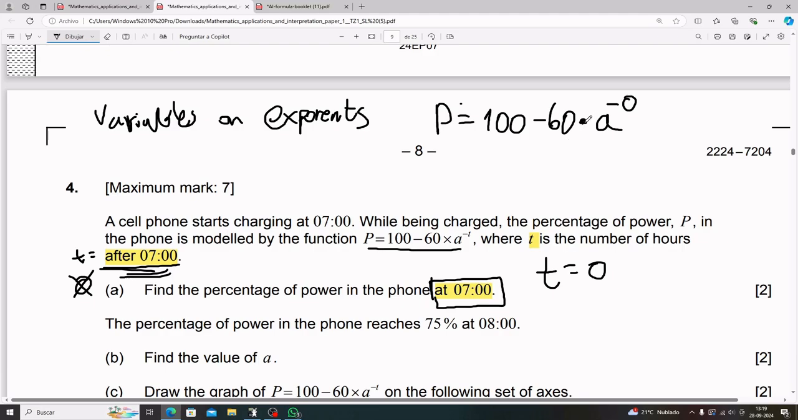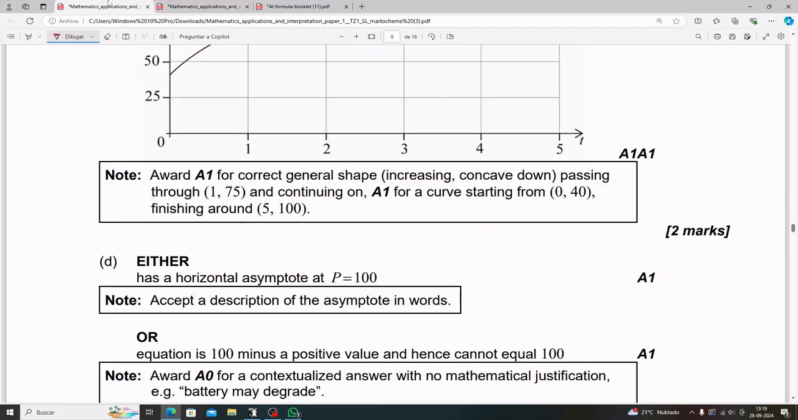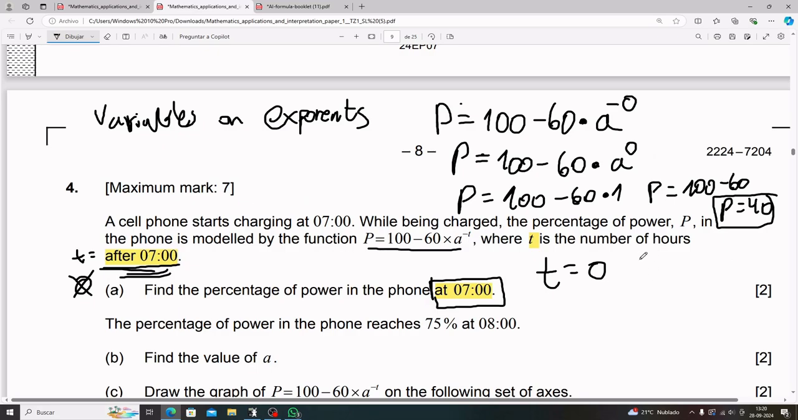I know this looks nasty, but it's a lot friendlier than you think, because negative 0 isn't really a thing. So let's put it as just A to the power of 0. The next thing, which you probably have memorized, is that anything to the power of 0 is simply 1. So this ends up as times 1. I end up with 100 minus 60 times 1, which is basically just 100 minus 60. You end up with P equals 40. So for part A, it's not that bad: 40%.